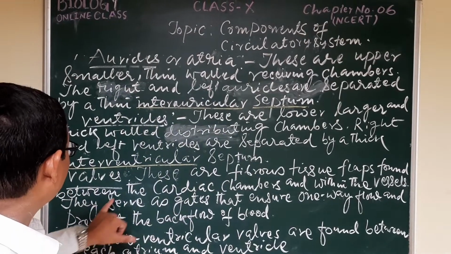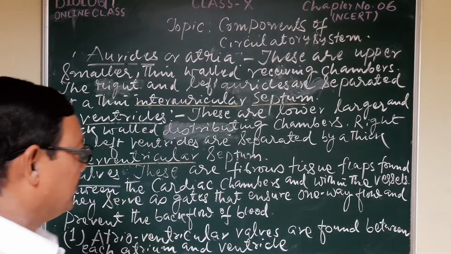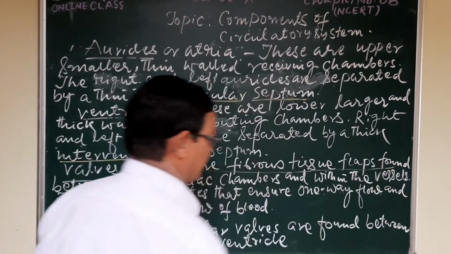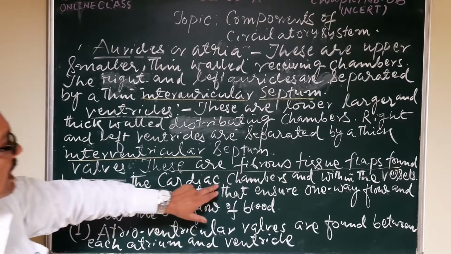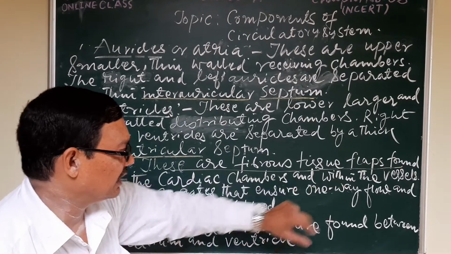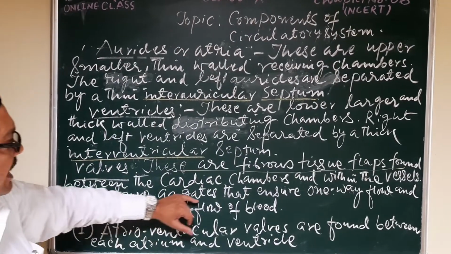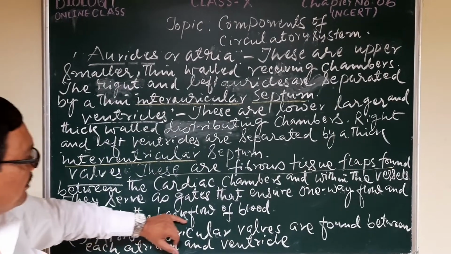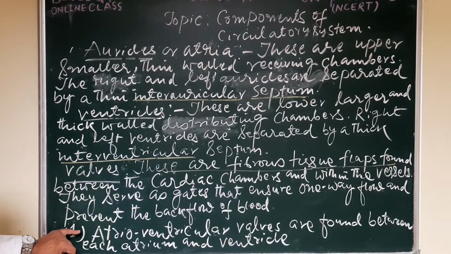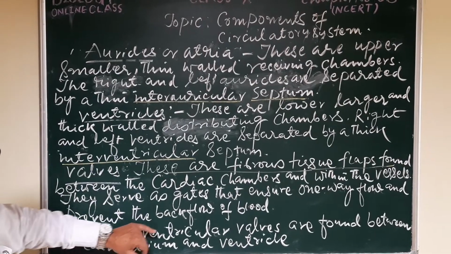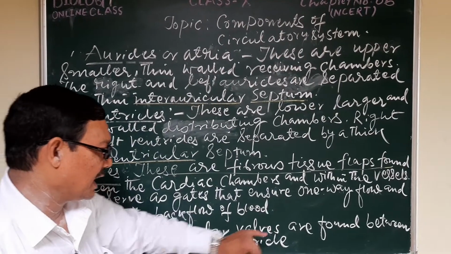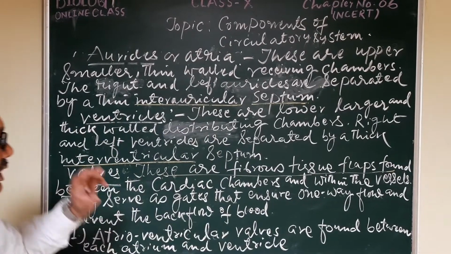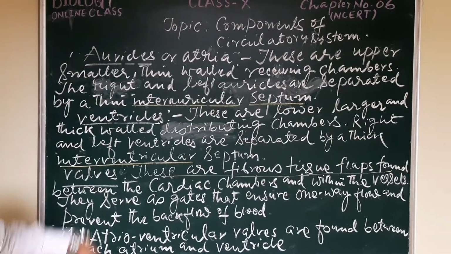Here I have written the definition. These are fibrous tissue flaps found between the cardiac chambers and within the vessels. They serve as gates that ensure one-way flow and prevent the backflow of blood. Like number 1, atrioventricular valves are found between each atrium and ventricle. Now see what the different types of valve are.